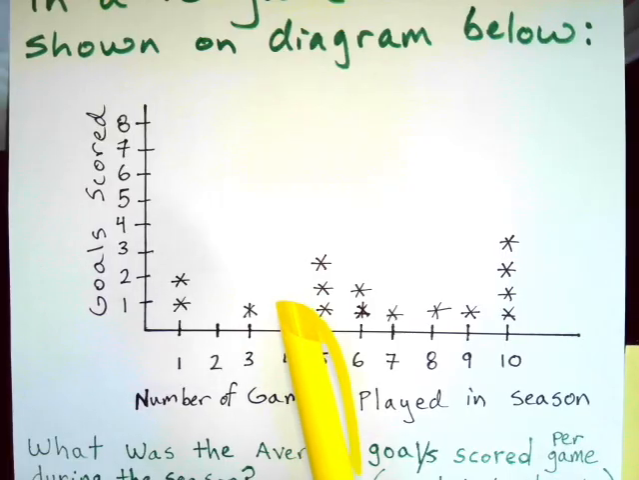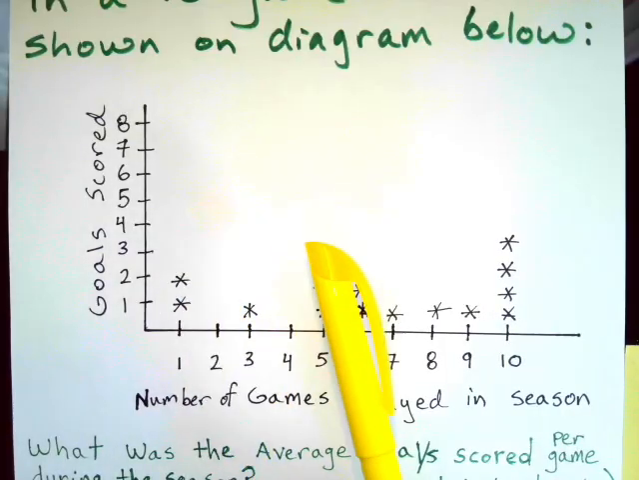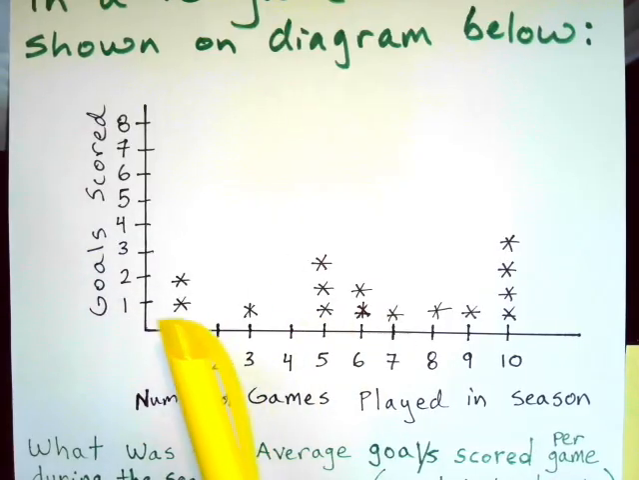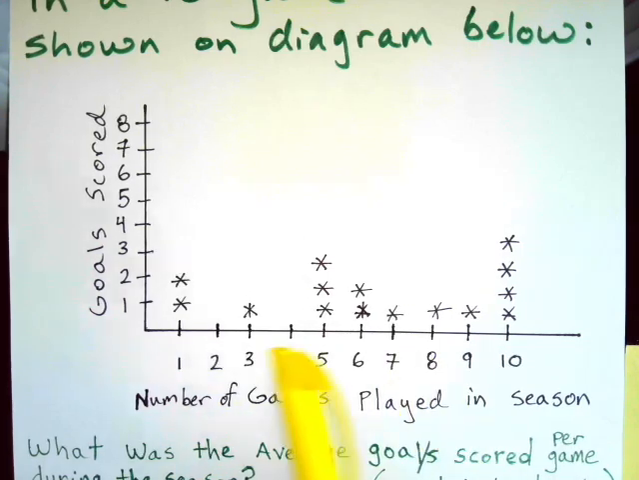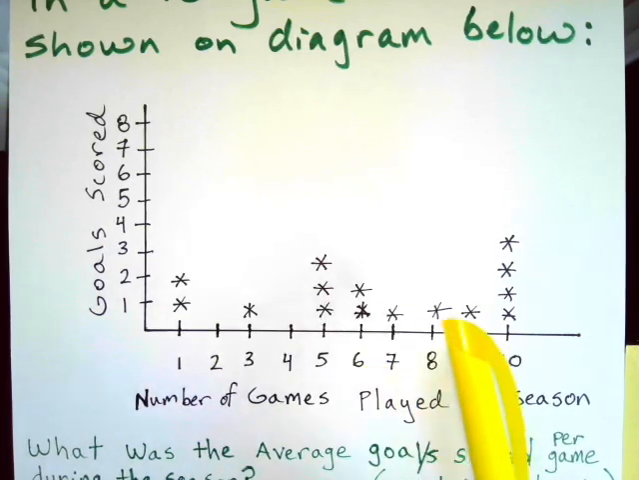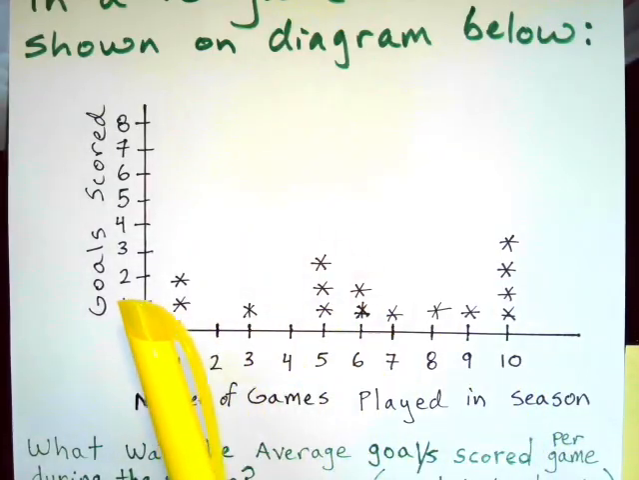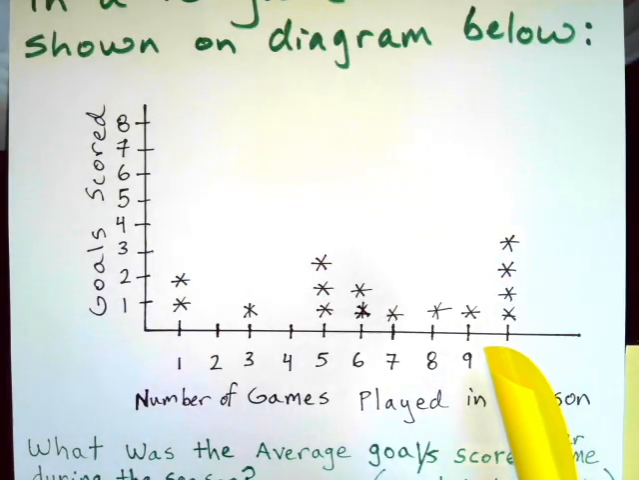In game 4, we have no goals. In game 5, you can see here there was 1, 2, 3 goals scored in game 5. Game 6, we have 1, 2 goals. 2 goals were scored in game 6. Game 7, there was 1 goal. Game 8, 1 goal. Game 9, 1 goal. And game 10, we have 1, 2, 3, 4 goals scored in game number 10.